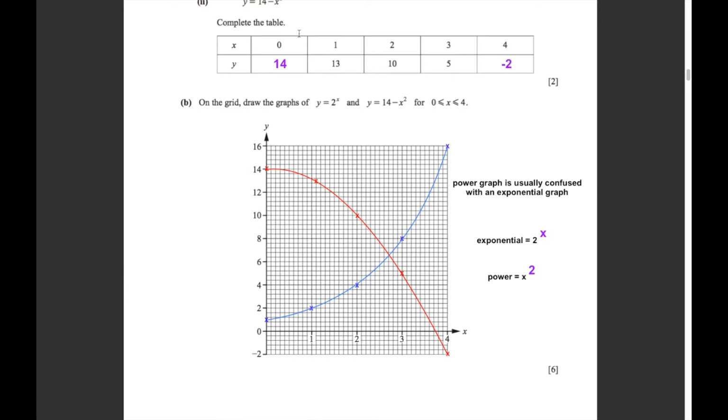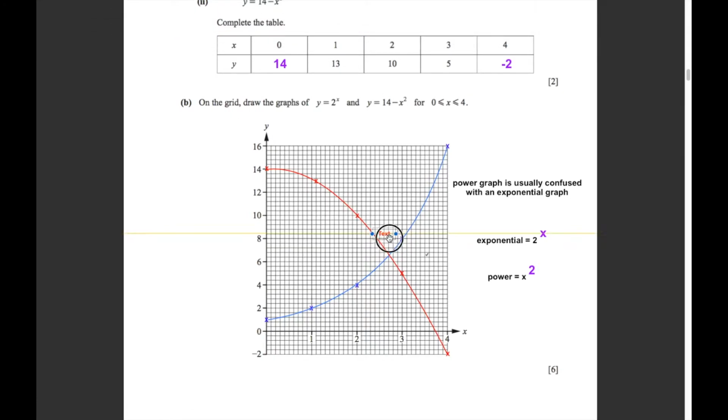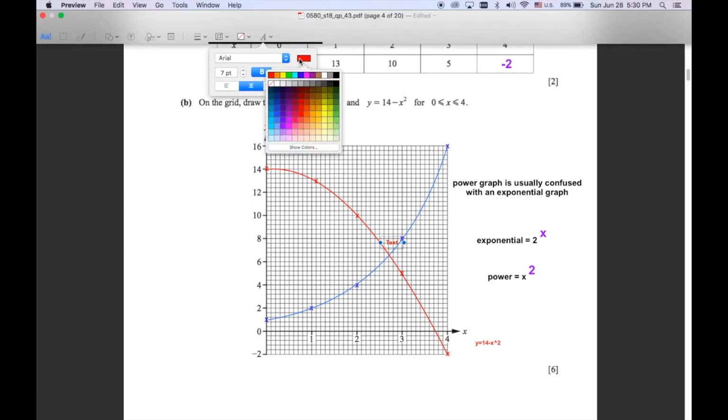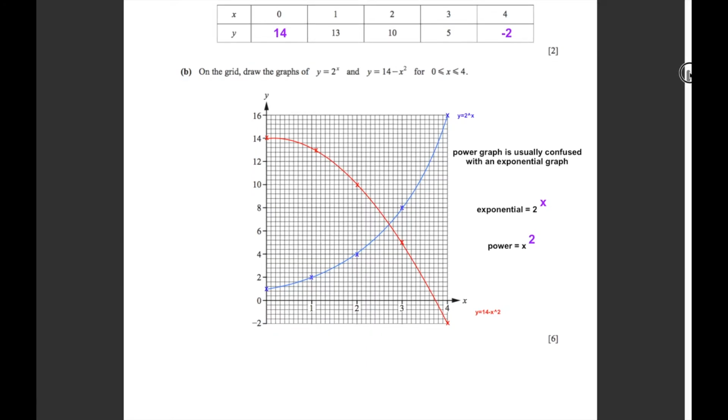All right, so all we have to do now is label these graphs because we want all the marks, and it's just good practice. Okay, so this one is y is equal to 14 minus x to the power of 2. And this one is y is equal to 2 to the power of x. Okay, so look at that, 6 whole marks. So, try your best not to mess this up because it's easy marks.